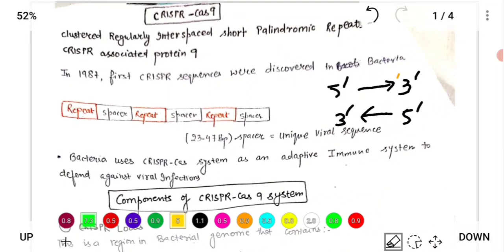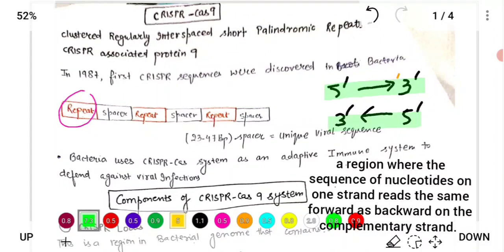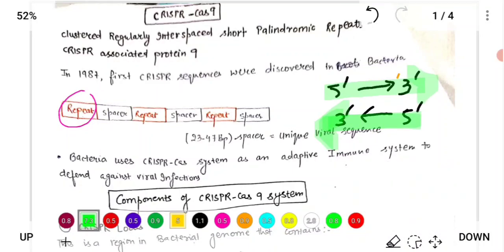If we see the bacterial genome, there are repeats and spacer sequences. These repeats are the palindromic repeats here. What are the palindromic repeats? If you read the sequence from 5' to 3' direction in one strand and the opposite in the other strand, then both will be read as the same. So those sequences are known as palindromic sequences.